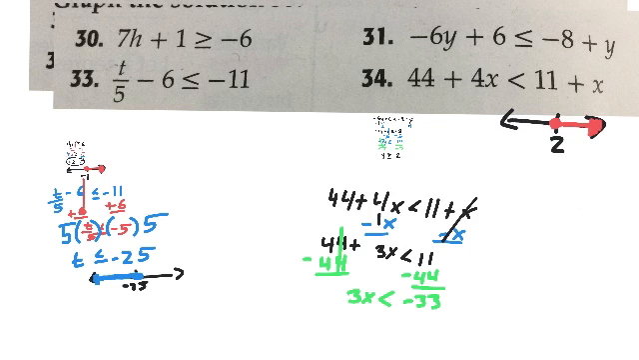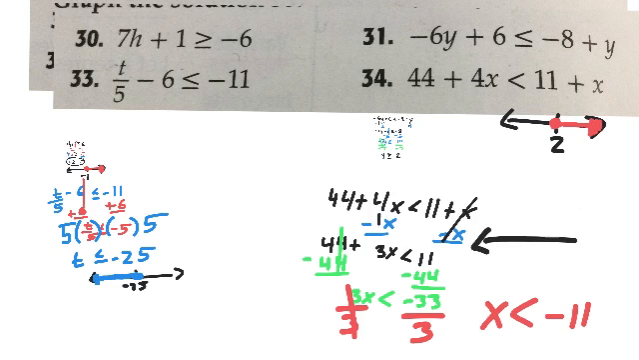Now the x is being multiplied by 3, so I'm going to divide by 3. That gives me x, negative 11. I divided by positive 3, so it should be facing the same direction. So I should get x must be less than negative 11. So when I graph that, negative 11 should be in the center of my circle. It should be open, and I should be shading to the left.